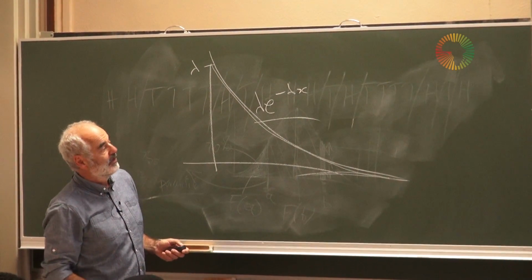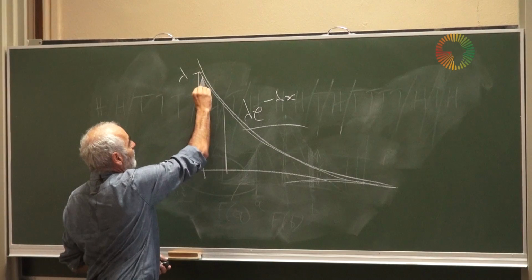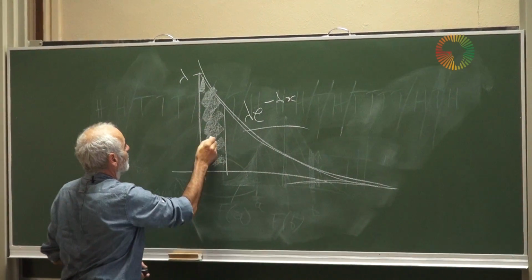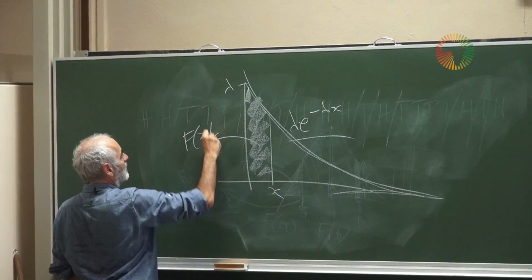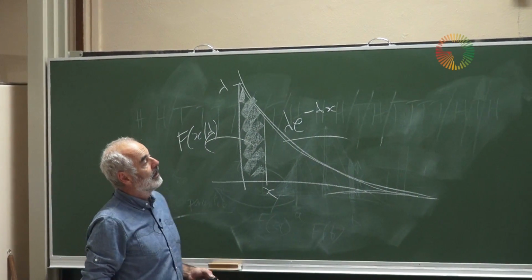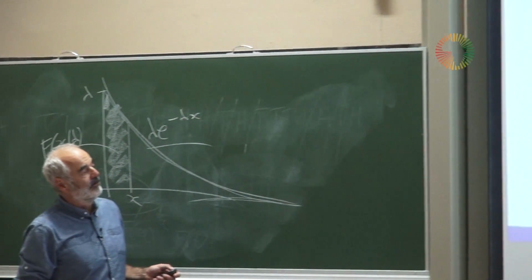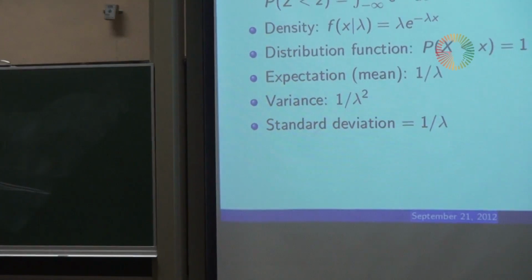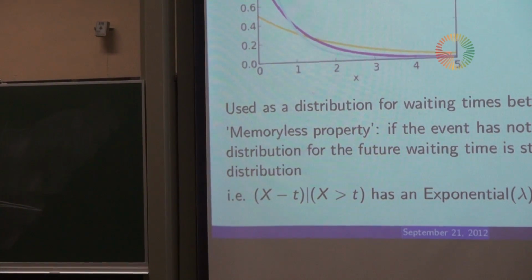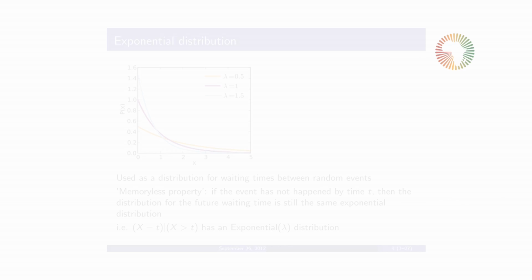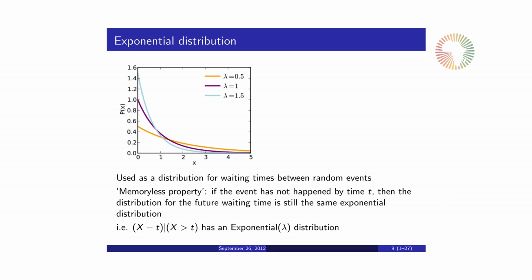This is the distribution function. This is the area less than it. So if that's x, this is f of x, given lambda. And it's got mean 1 over lambda and variance 1 over lambda squared, which I won't bother to prove because you can do that yourself. Okay. We're going to use this a lot. This is from Wikipedia. Again, very good for distributions. It's a good waiting time.